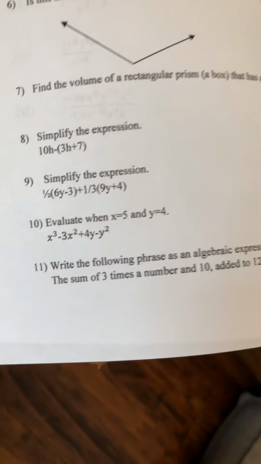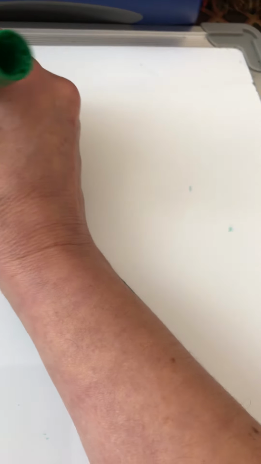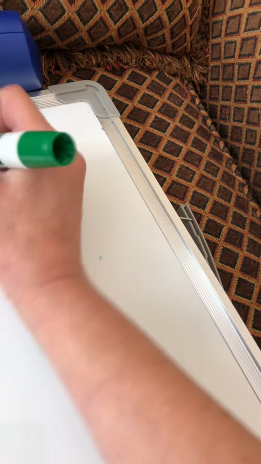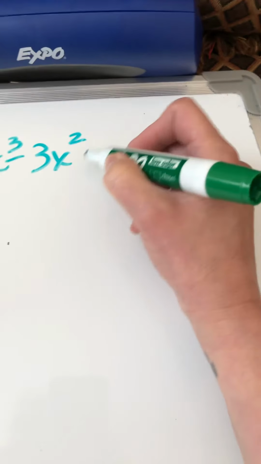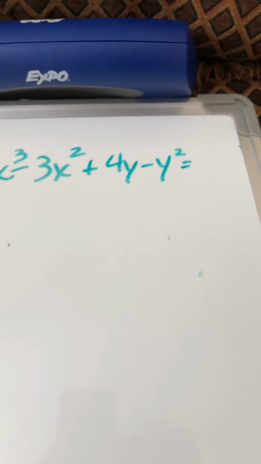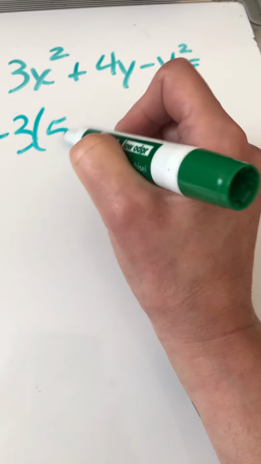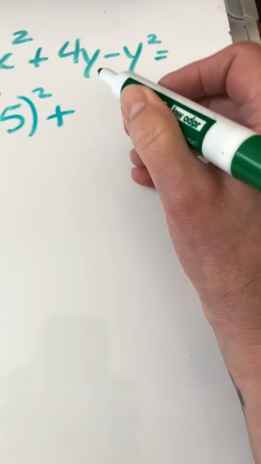You also missed number 10. Number 10 says this. I'm going to evaluate when x is 5 and y is 4, and I'm evaluating that expression. So I'm evaluating this is 10. X cubed minus 3x squared plus 4y minus y squared. Now it says that x is 5 and y is 4. So everywhere I have an x, I'm going to insert a 5. And everywhere I have a y, I'm going to insert a 4.